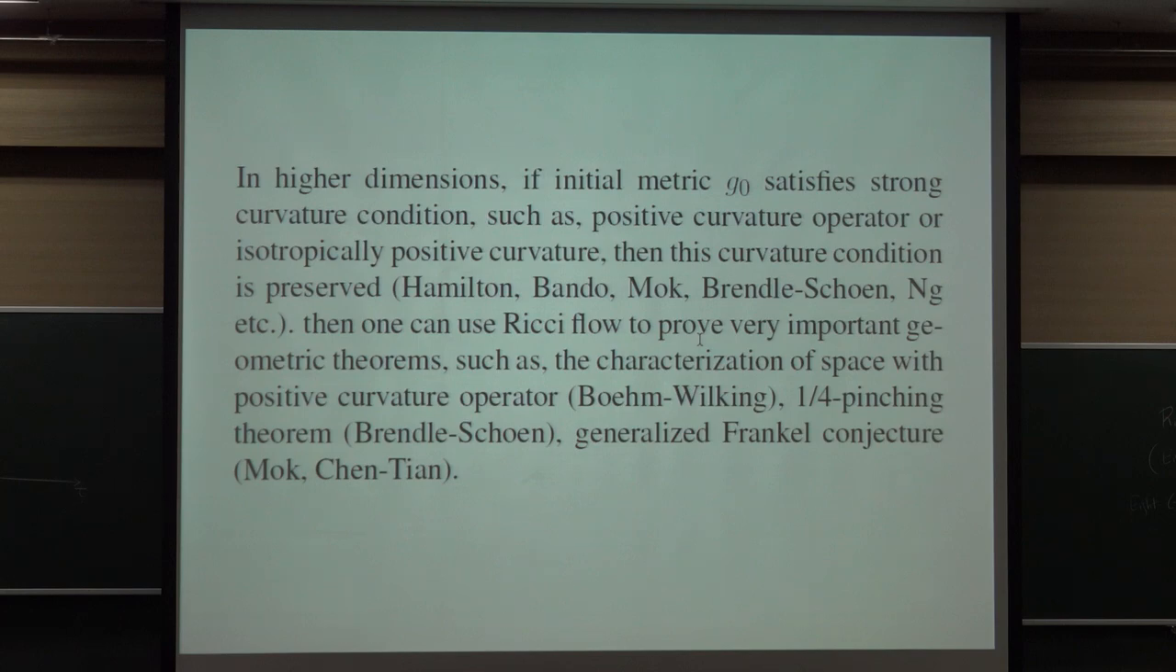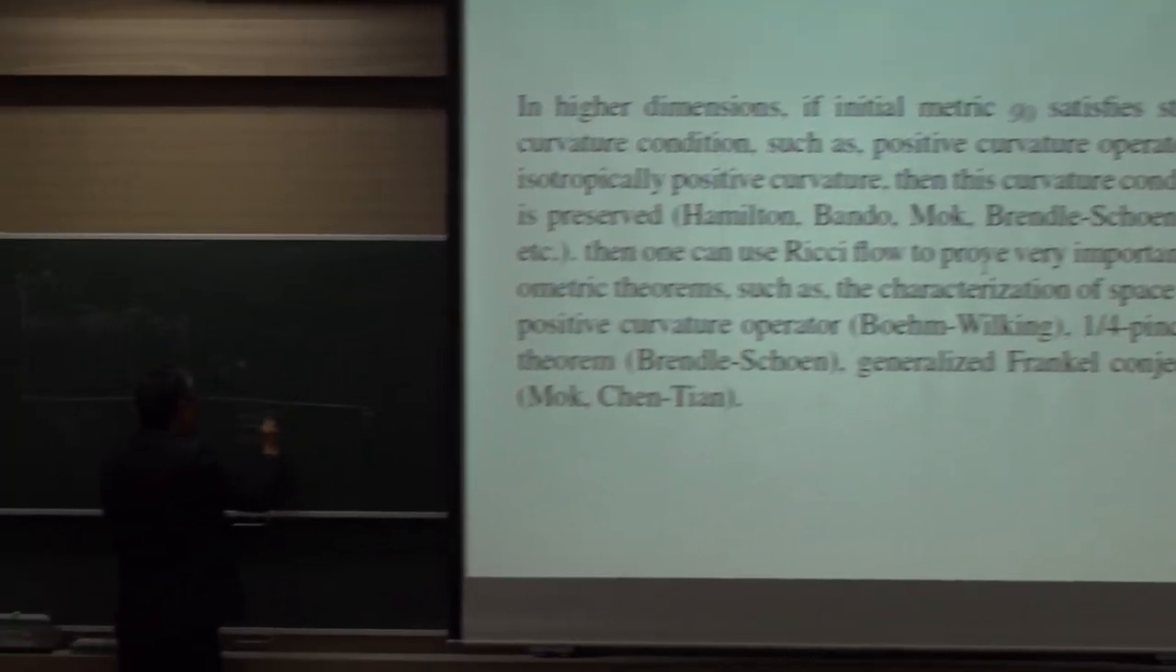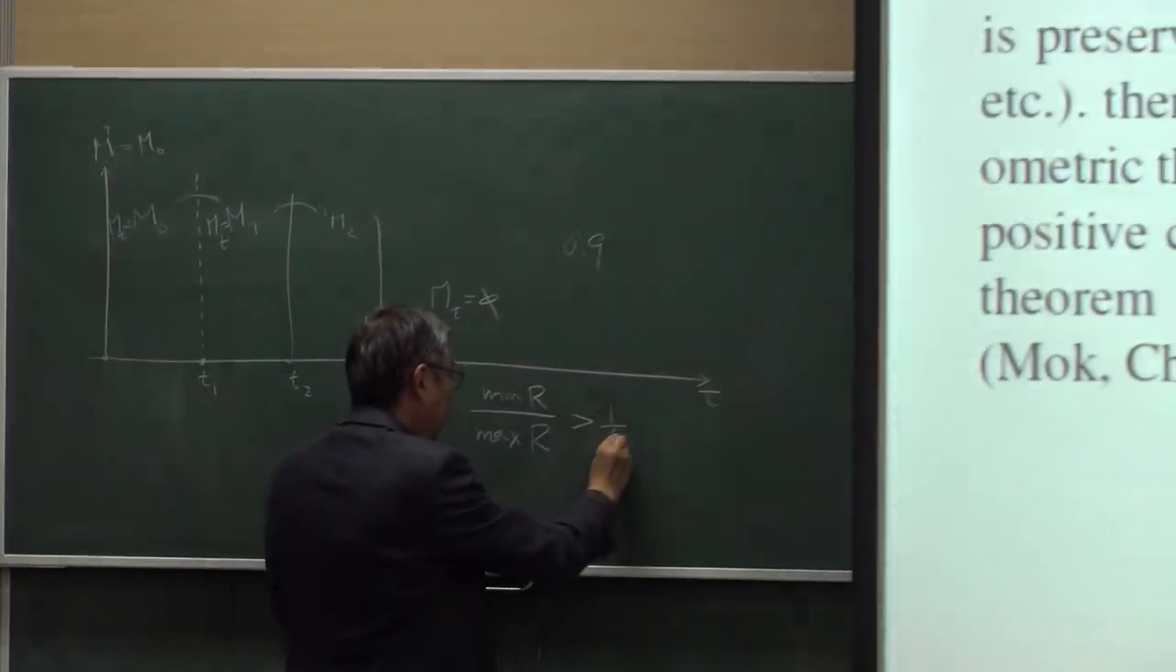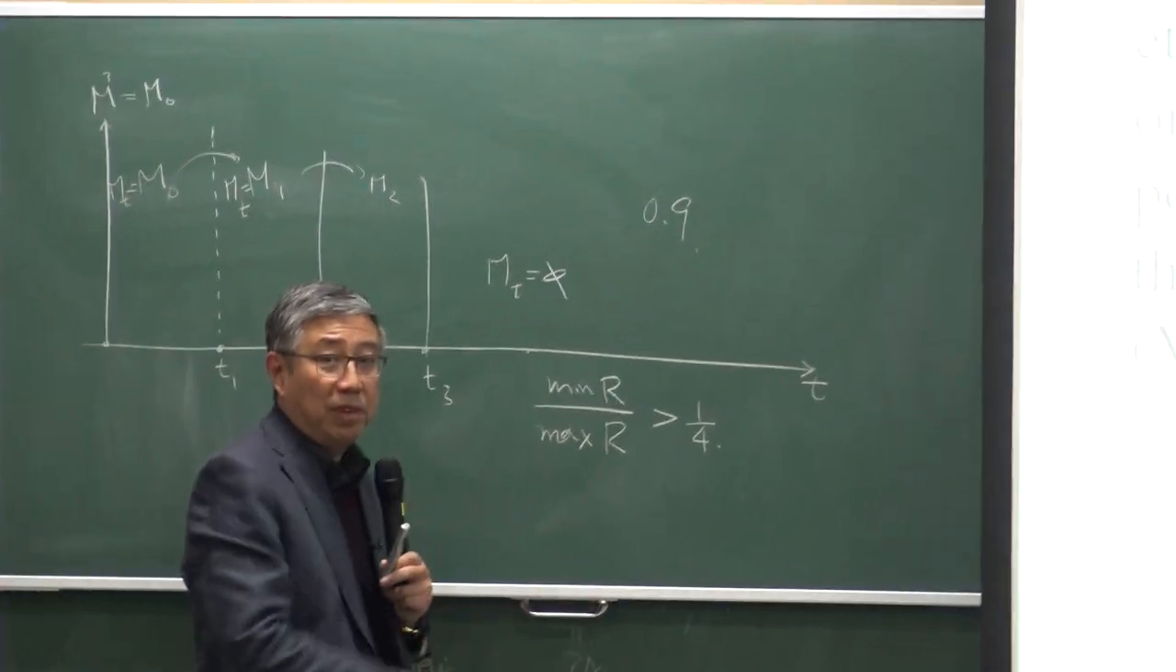It's a problem raised by Klingenberg, probably, at least the German school. But it used to be you first proved by other means, you proved maybe 0.9 pinching. Or maybe slightly smaller. So the pinching means the maximum curvature component compared with the minimum curvature component is bounded by... So maximum curvature, or maybe I should put the minimum curvature, is bigger or equal to a quarter. Then it has to be a sphere.